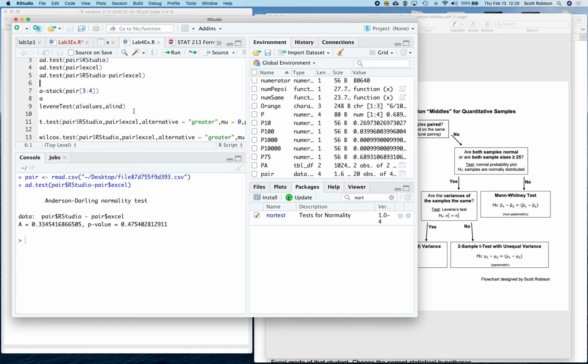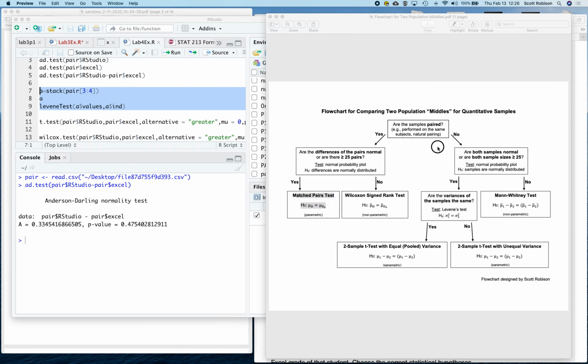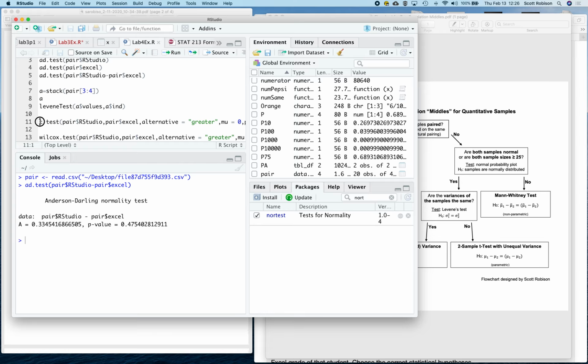You could run Levene's test if you wanted to, but there's not really any reason to. The only time you really run Levene's test is when you've got a two-sample unpaired test, to see if the variances are equal. Here, we just said they're paired. The differences are normal, so we can go right to the paired t-test, or the matched pair test.